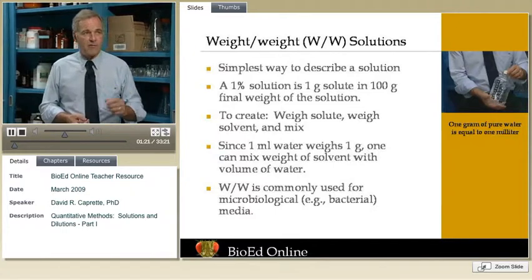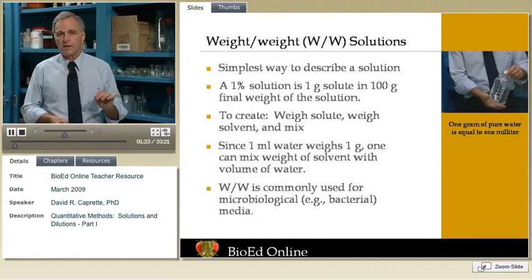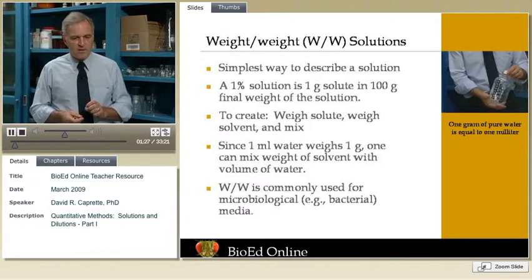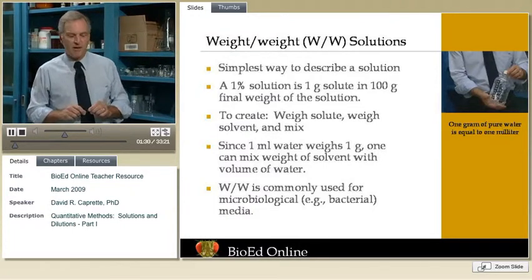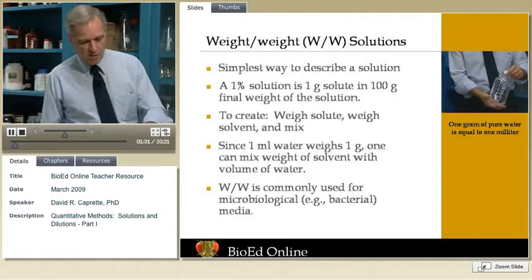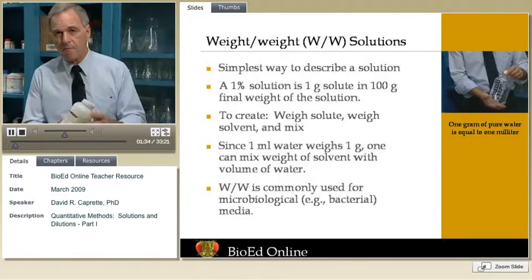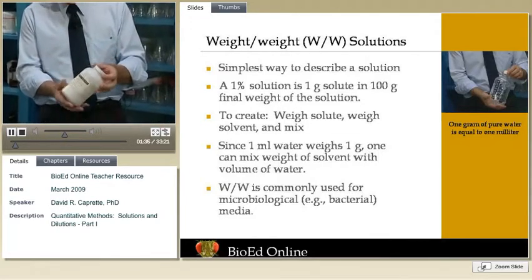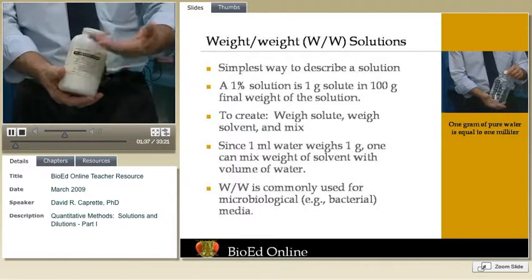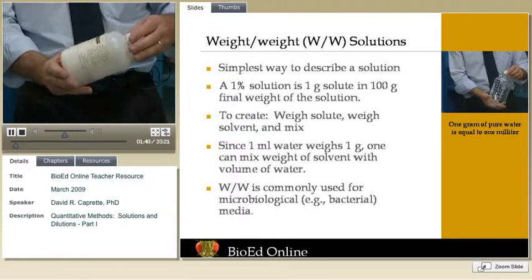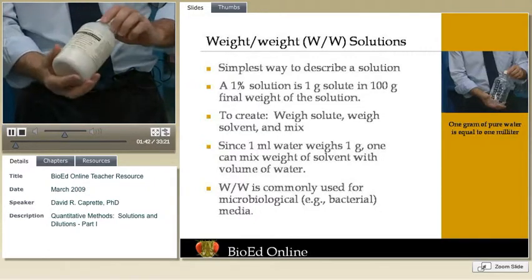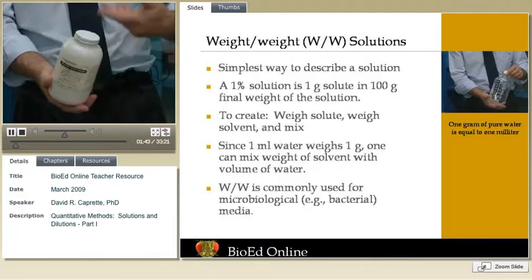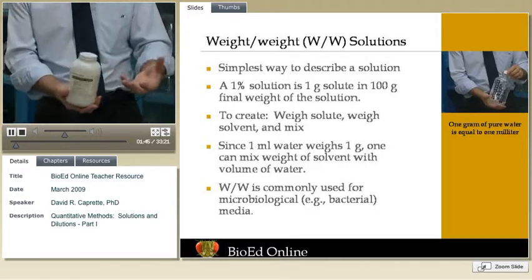Now, I'll give you another practical use for a weight in weight solution, and that's with microbiology. I'm going to demonstrate here actually. Let me show you some tryptic soy agar. This is a typical medium that we use in microbiology. Agar is a seaweed extract that when it's heated up in order to pour plates gets awfully gooey. Contains proteins as well which stick to surfaces.